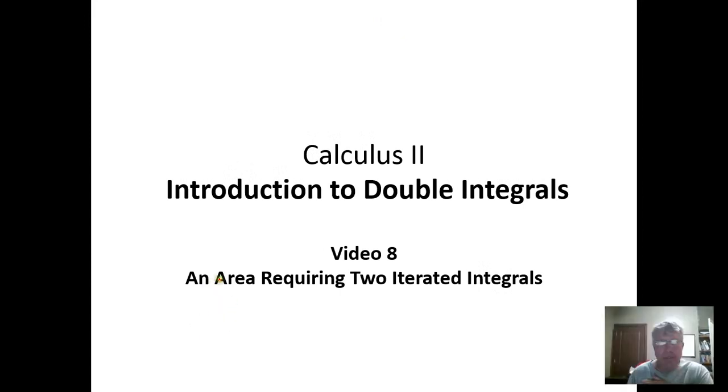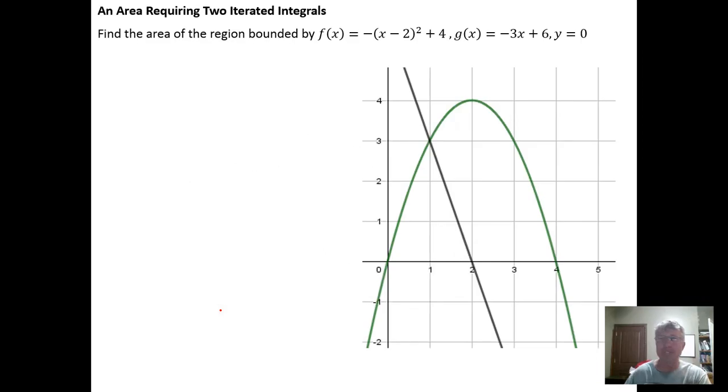So in this video we're going to look at an example where setting up the iterated integrals to calculate the area is actually going to require that we set up two iterated integrals to calculate the area we are interested in. So it says find the area of the region bounded by f of x equals the opposite of (x minus 2) squared plus 4. So I have a parabola in vertex form. g of x equals negative 3x plus 6, and y equals 0, which is just the x-axis.